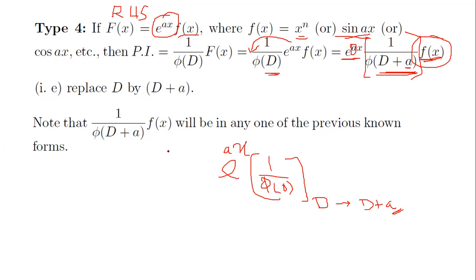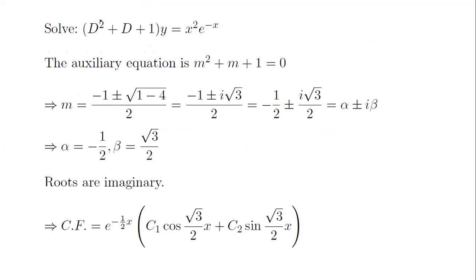So we can see a problem based on this. In case the problem is D square plus D plus 1 into y equal to x square into e power minus x, then we can find the complementary function as usual by using the formula minus b plus or minus root of b square minus 4ac by 2a. We can find the roots, then we can find the complementary function. But for the particular integral, in case x square plus e power minus x is there, we can do particular integral 1 plus particular integral 2. So here x square and e power minus x are in multiplication, that is exponential and algebraic. Then how to do that?